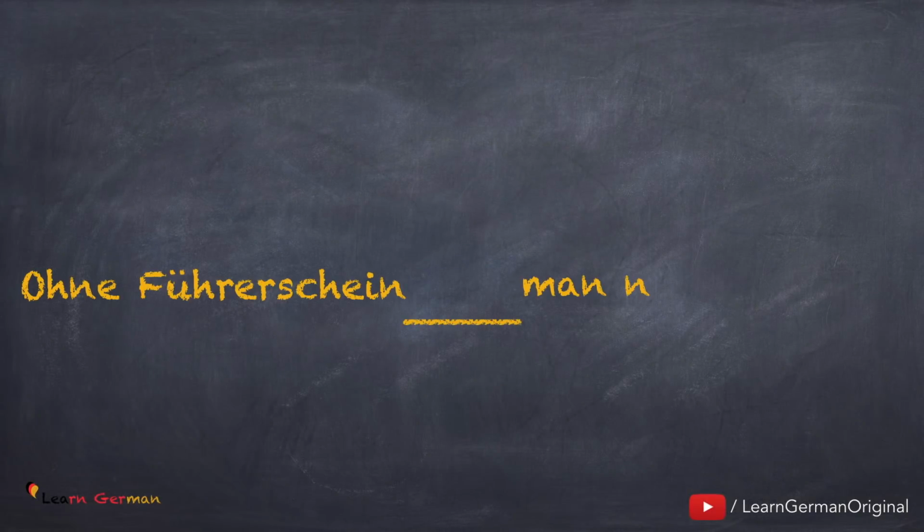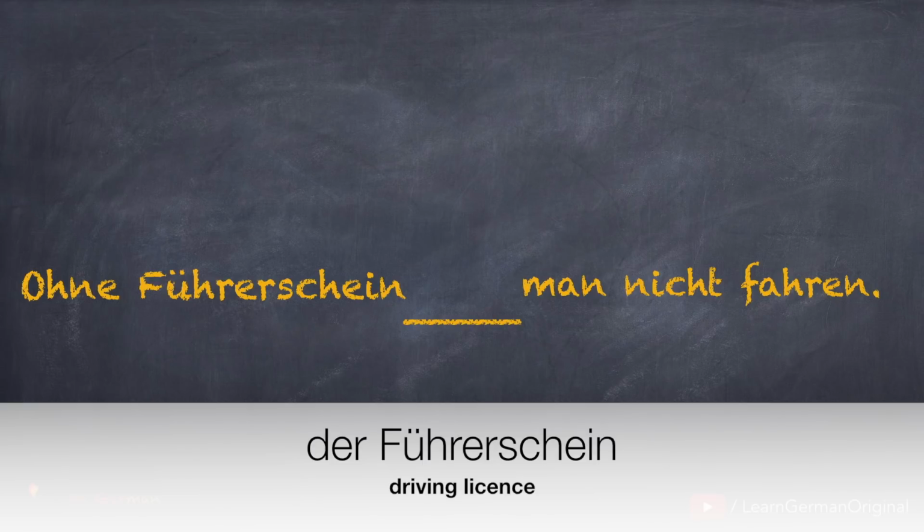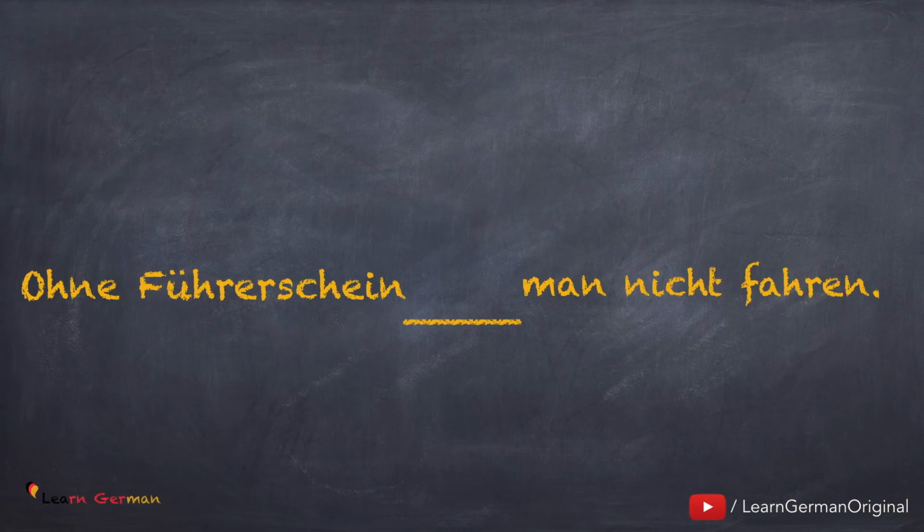Now let's look at the next sentence. And your answer should be, Ohne Führerschein darf man nicht fahren. Here again, we are talking about permission. You are only permitted to drive if you're carrying your driving license. Hence, the correct modal verb in this case is dürfen.